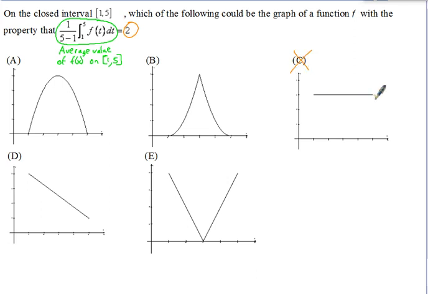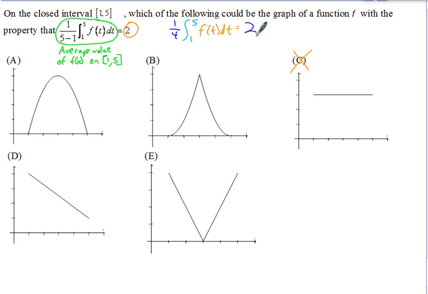So yeah, that can't be it. Let's take a look at our other ones. All the other ones, 2 is kind of in the middle of the graph somewhere. So to see which one it is, let's simplify this. This simplifies to just 1/4 out in front, 5 minus 1, and then the integral from 1 to 5 of f of t. And we know that has to equal 2.